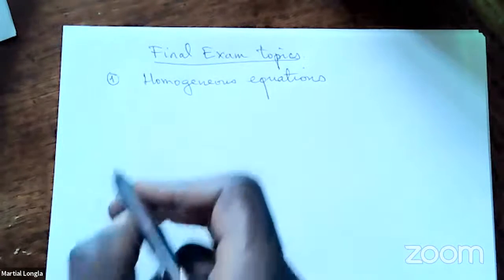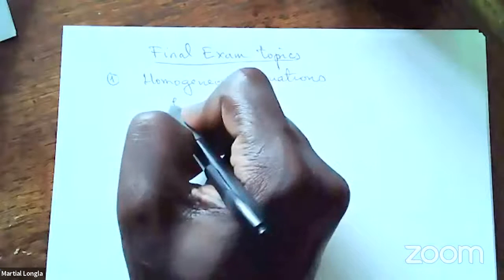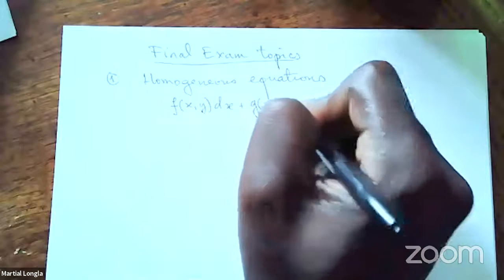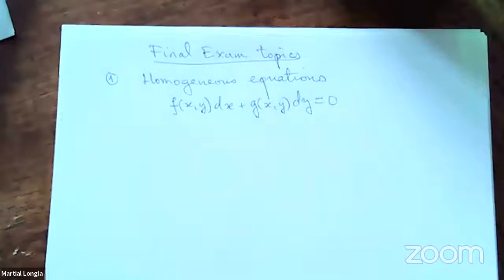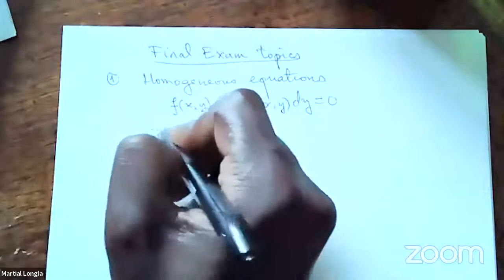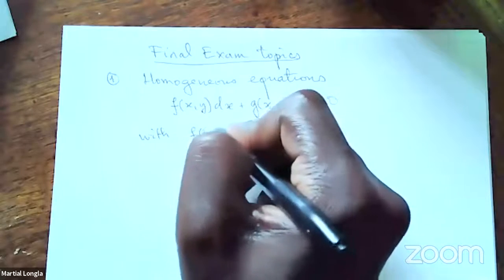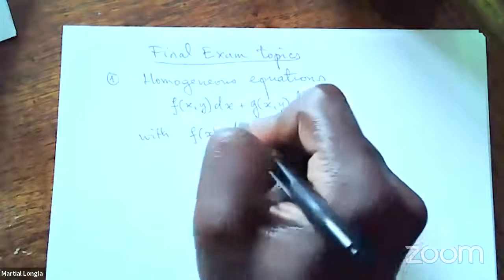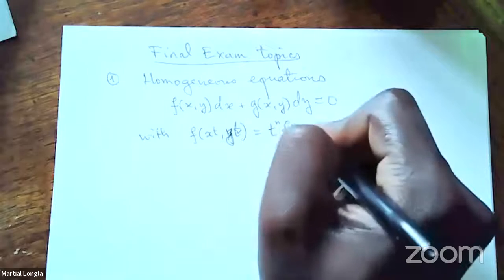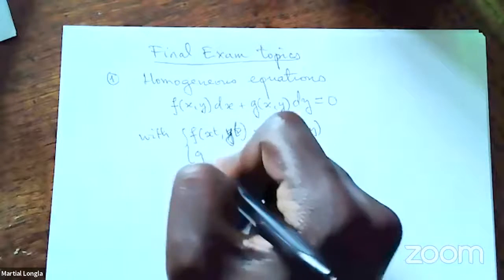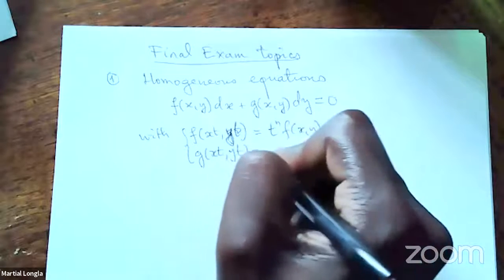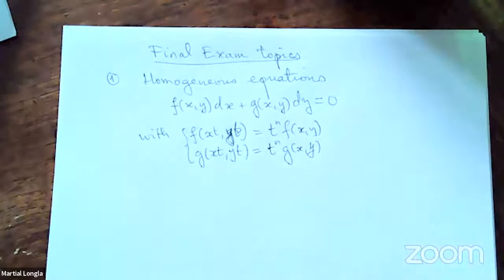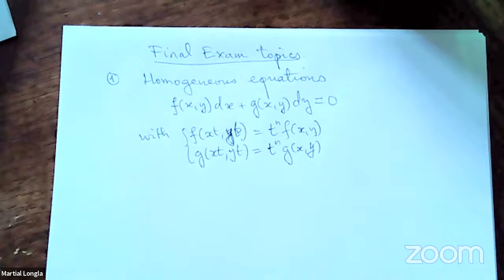So these are equations of the kind f of x y dx plus g of x y dy equals 0, with f of xt, yt equals t to the power n f of x y, and g of xt, yt equals t to the power n g of x y, for all x, y, t and the same n for both functions.